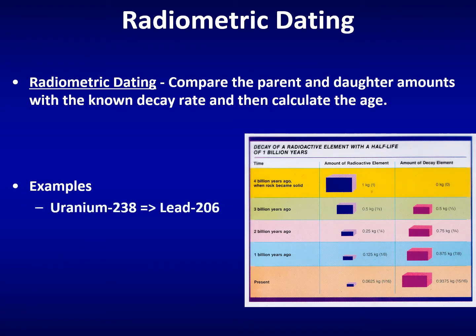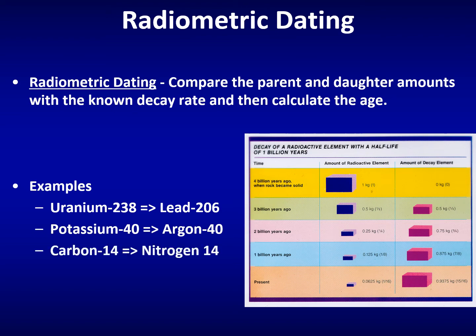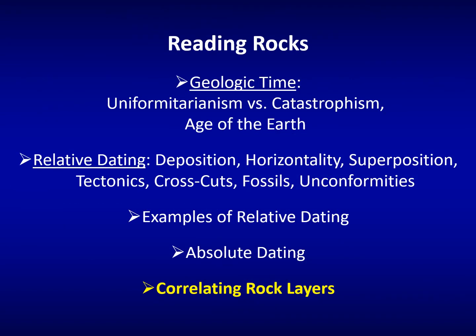Examples that we use: uranium-238 to lead-206, potassium to argon, carbon to nitrogen. Using the absolute age, we can get a set of absolute dates for some of the rock layers within a sequence. Even if we don't have all of them, we can get a lot of good information. And putting together relative dating and absolute dating, we can take a snapshot of the history of a region.